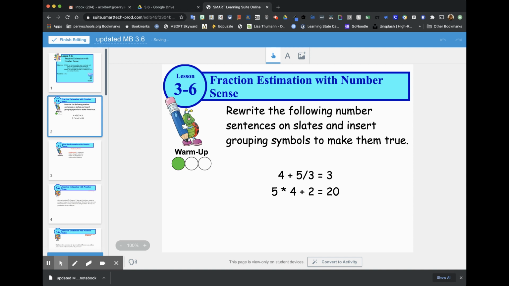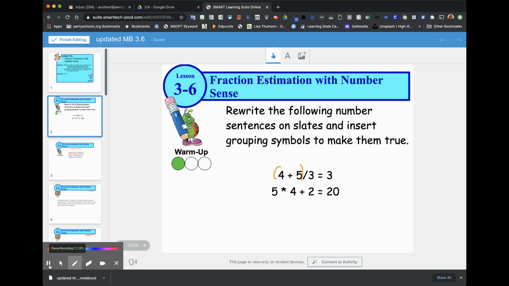Rewrite the following number sentences on slates or a piece of paper. Insert your grouping symbols to make them true. So the first one, we have 4 plus 5 divided by 3 equals 3. So figure out where some grouping symbols would go to make this true. And the second one is 5 times 4 plus 2 equals 20. Where would you put your grouping symbols for the two of these to make these statements true? I'll pause the video, you pause the video, and come back and check.